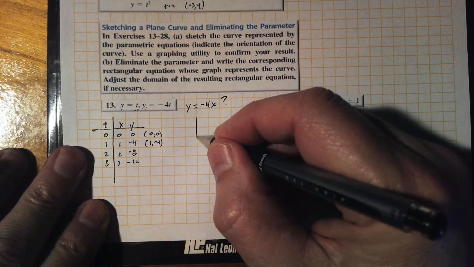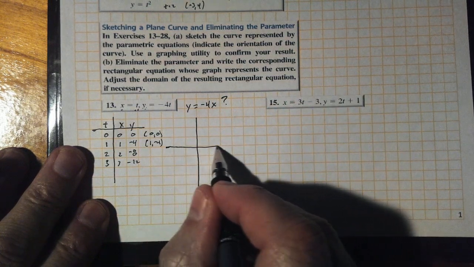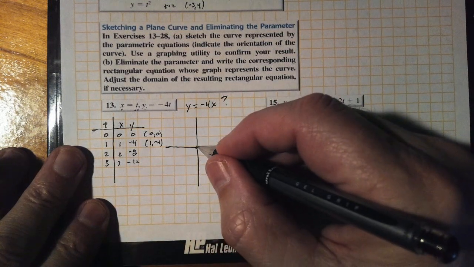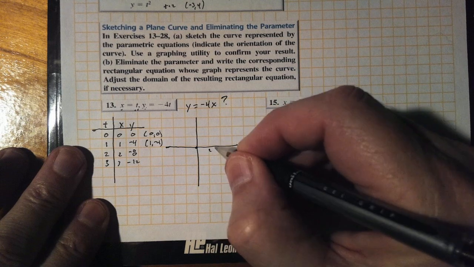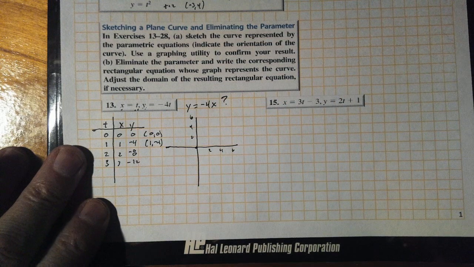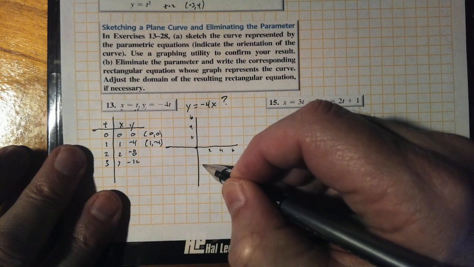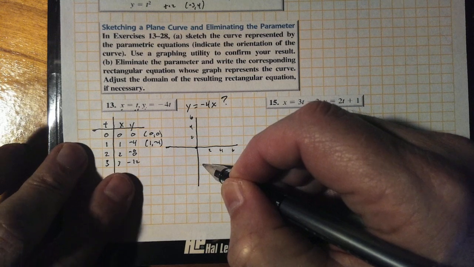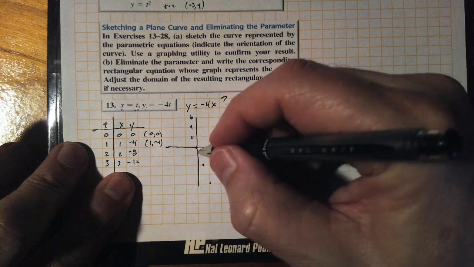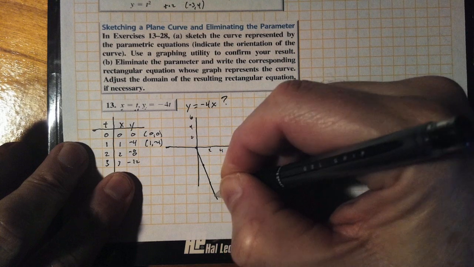So here is what we're looking for, and I'll show you an easy way to miss a point on a quiz or a test. 0, 0's on here. Let's count by 2's: 2, 4, 6, 2, 4, 6. That gives the reader an idea of our scale. So 1, -4, 2, -8, and our graph looks like this.